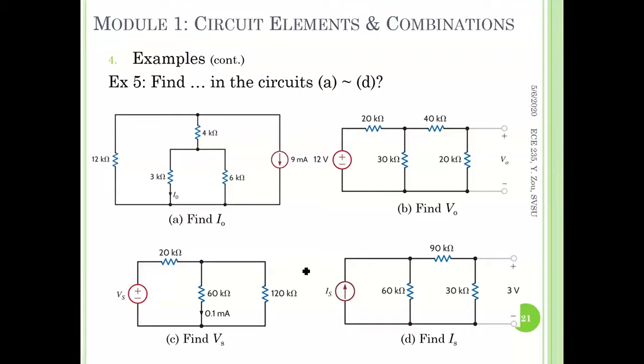Next example, number 5. You can notice that the difficulty level is actually increasing gradually. And let's see, find different things in different circuits. First, circuit A, looking for the I naught, which is the current through 3K here. How to find it?